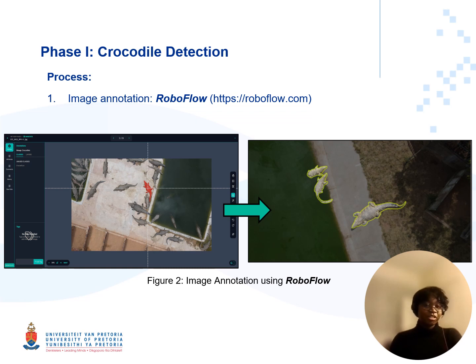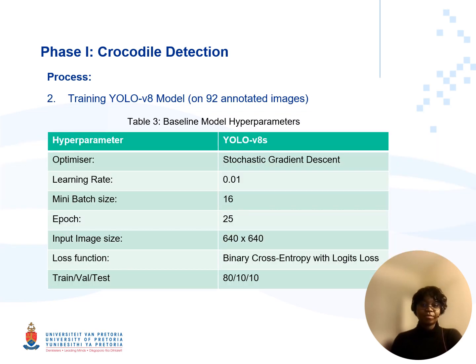For image annotation, we used a tool called RoboFlow. This tool allowed us to label and categorize our images effectively, which was a critical step in training our model. Image annotation is like providing a guide for the model, helping it understand what to look for in the images.